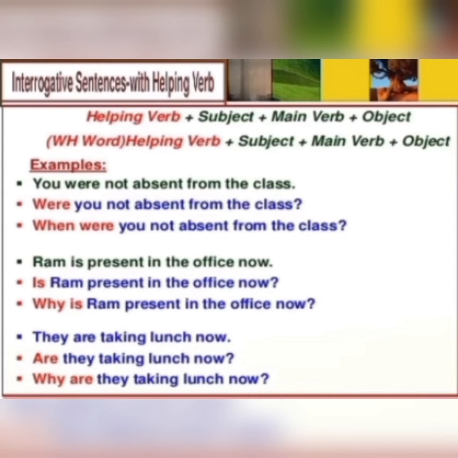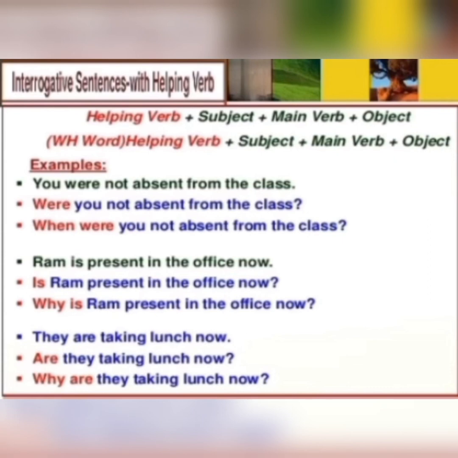Similarly, if you are not comfortable bringing the helping verb ahead, you have another option: you can use a WH family word. When were you not absent from the class? Again, the helping verb is there in front and you have a WH family word also. So you have the choice whether you only keep the helping verb in the beginning or you also use a WH family word with it. Let's look at more examples.